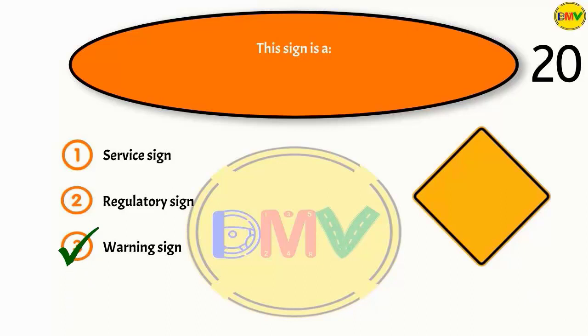The correct answer is 3. Warning signs are usually yellow with black markings. They alert you to conditions that are immediately ahead. There may be an upcoming change in traffic direction, a steep downgrade, or another potentially hazardous situation that requires action on the part of the driver.